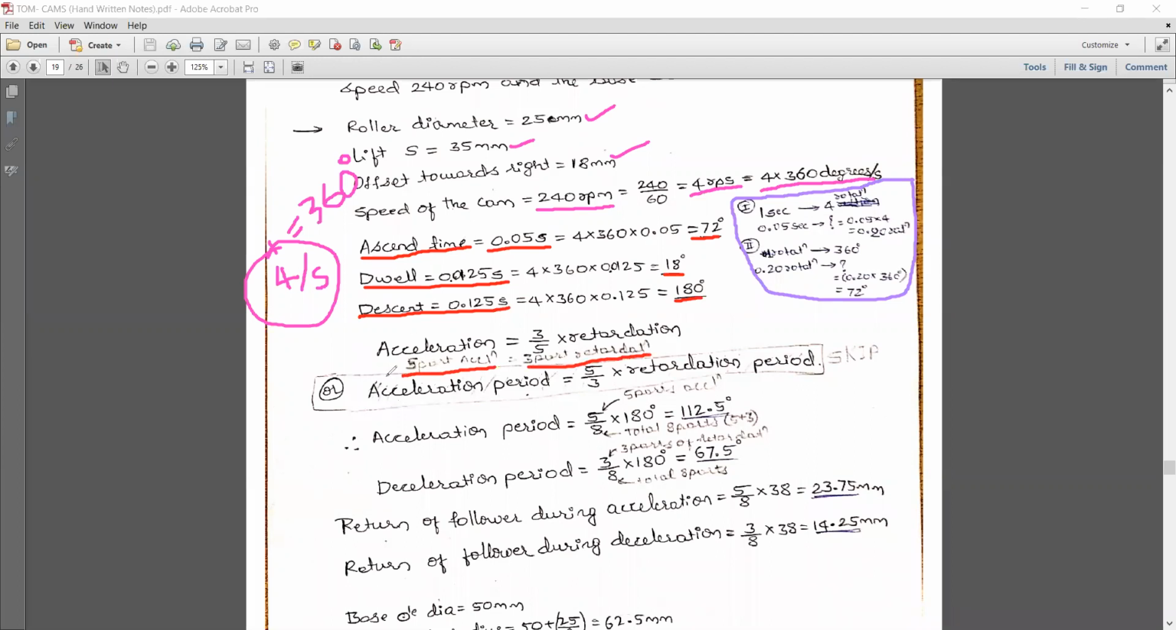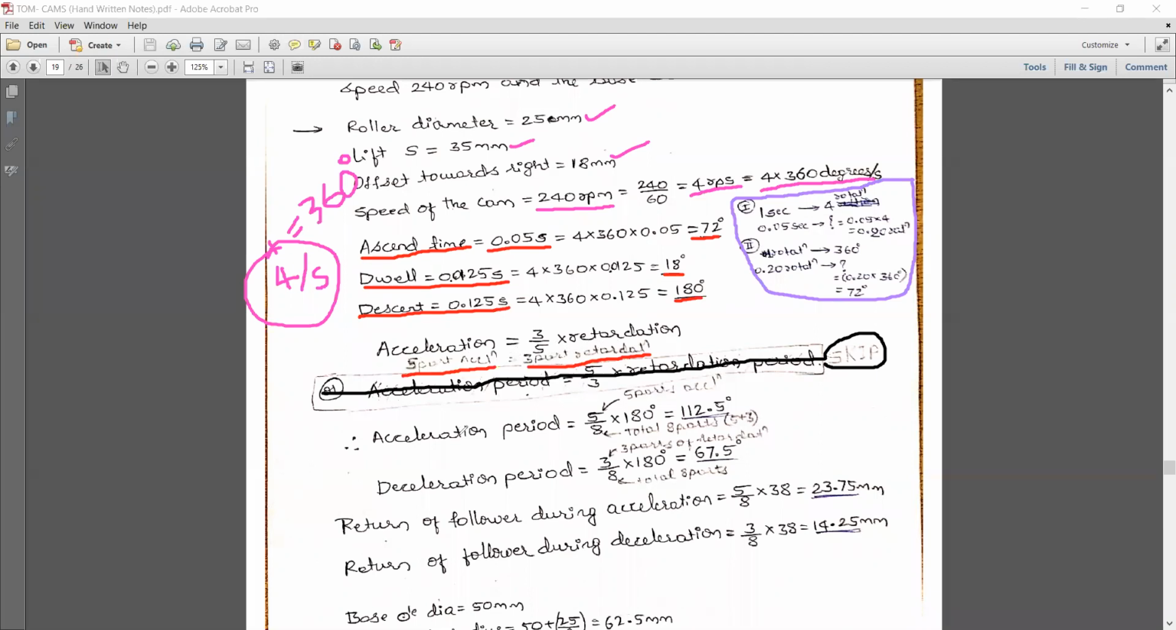You just eliminate this thing. This is not required here. This is textbook, they have given. You can skip this logic. Okay. So here what happened? The acceleration period, total how many parts? Acceleration is 5 parts, and retardation is 3 parts. Correct? So total how many parts? 5 plus 3 is 8 parts. Among the total 8 parts, 5 parts belong to acceleration, 3 parts belong to retardation. So total duration is 8 parts.